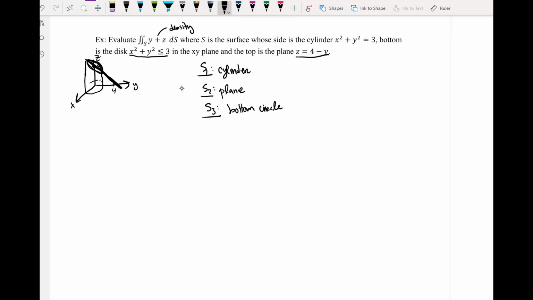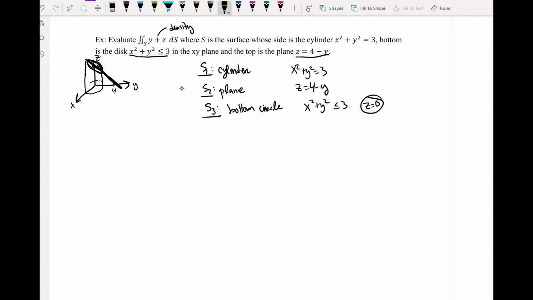One of the things that we have to be very careful with, let me go ahead and write down the equations. The cylinder is x squared plus y squared equals 3. Our plane is z equals 4 minus y. And then the other guy is x squared plus y squared is less than or equal to 3, where z is equal to 0. That's another way that you can think about it.